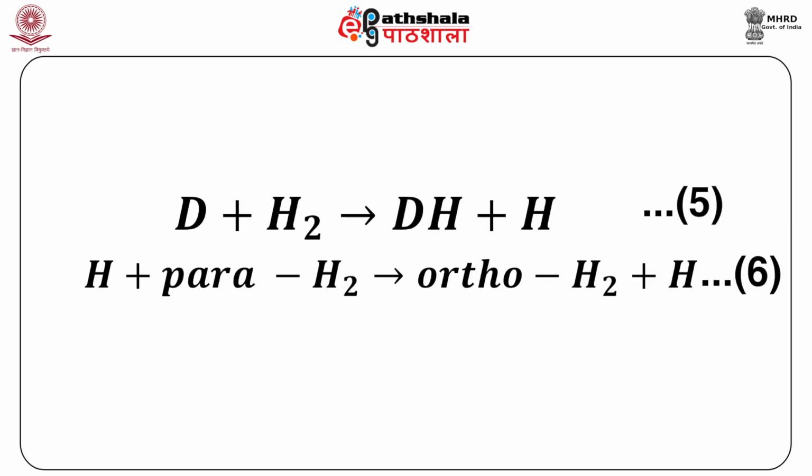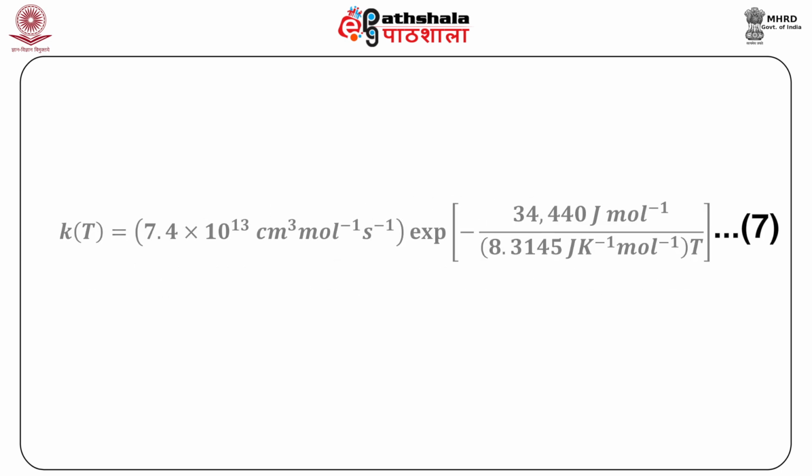The theoretical results match very well with the experimental results calculated for the reaction D plus H2 giving DH plus H, or H plus para H2 giving ortho H2 plus H, shown in equation 6. And the value found utilizing the activated complex theory over the same temperature range can be calculated as given in equation 7.